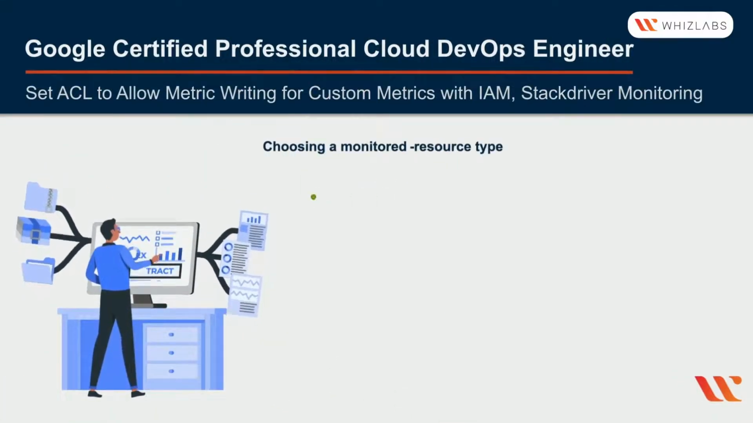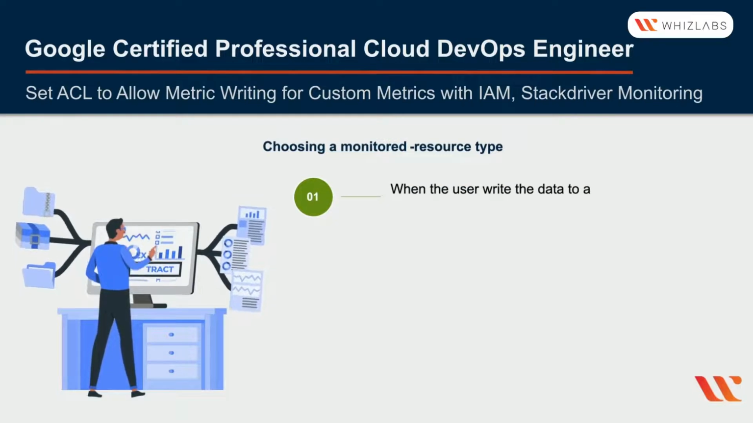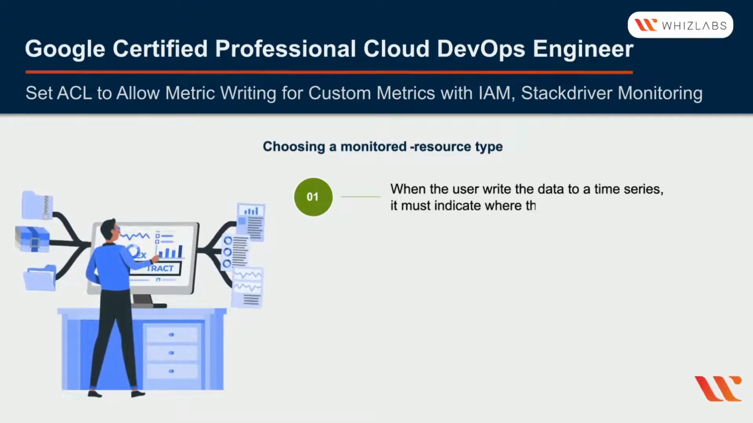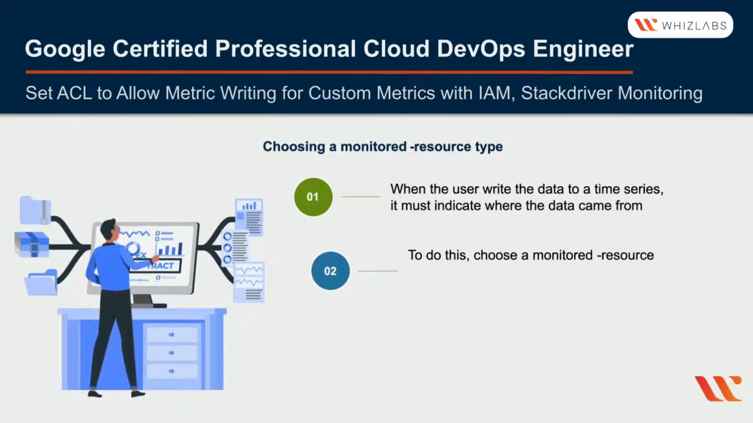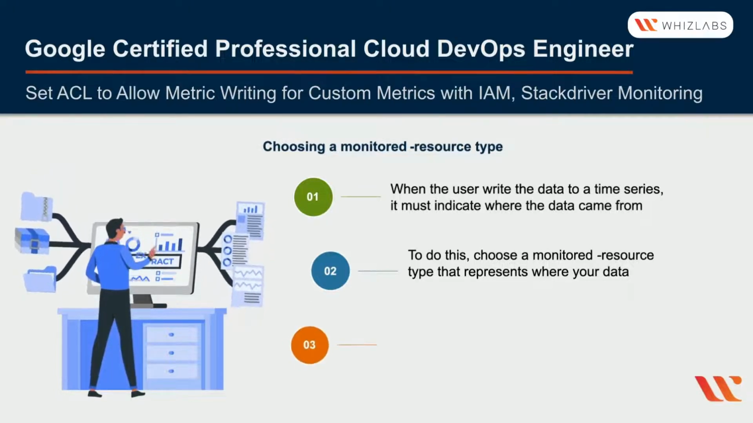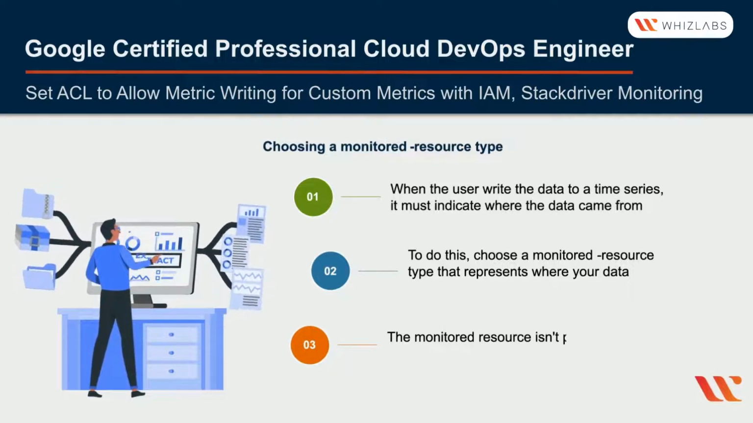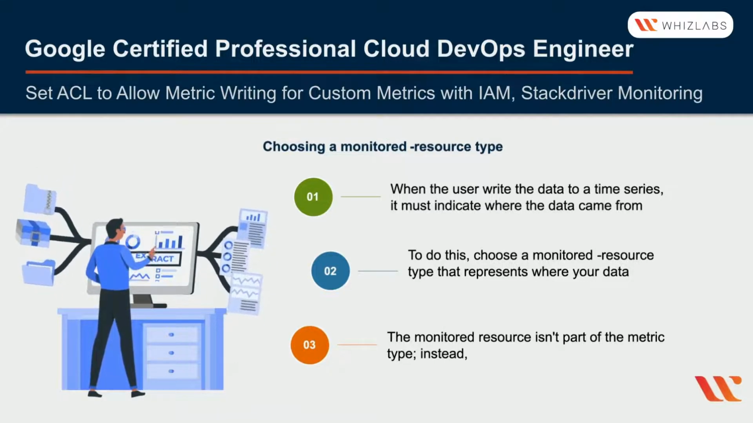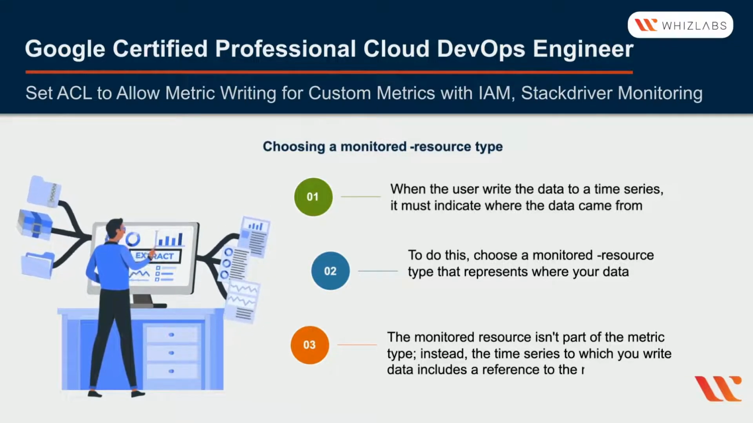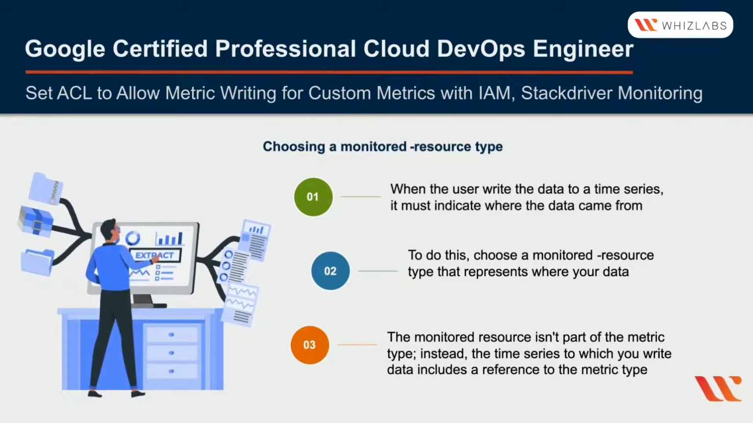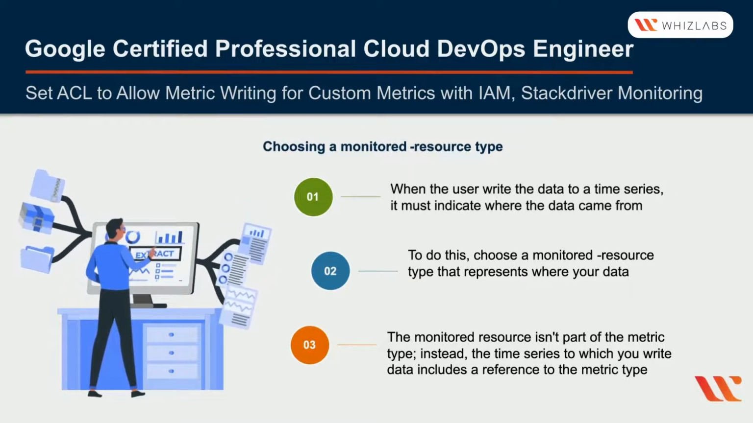Choosing a monitored resource type. When you write your data to a time series, you must indicate where the data came from. To do this, you choose a monitored resource type that represents where your data comes from and then use that to describe the specific origin. The monitored resource is not part of the metric type. Instead, the time series to which you write data includes a reference to the metric type, which describes the data, and a reference to the monitored resource, which indicates where the data originated.